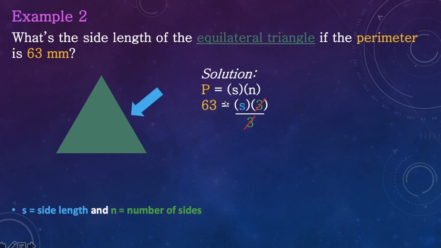Think of this as a mirror. Whatever we do to this side, we have to do to this side. So let's do that now. So 63 divided by 3, and then I'll clean it up. 63 divided by 3 is equal to S. All we have to do is divide the 63, and we get 21 is equal to the side length, right? So it's as simple as that.